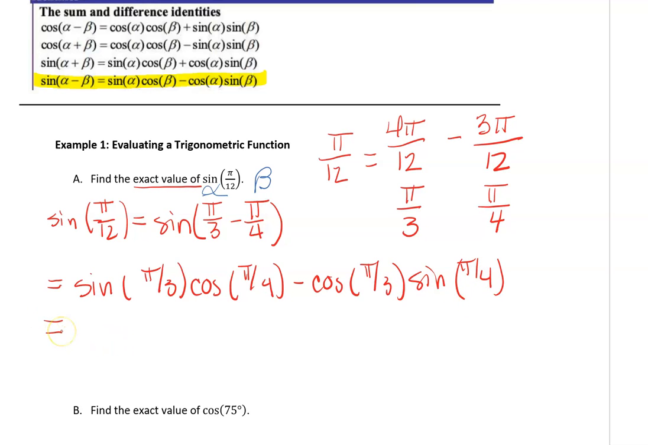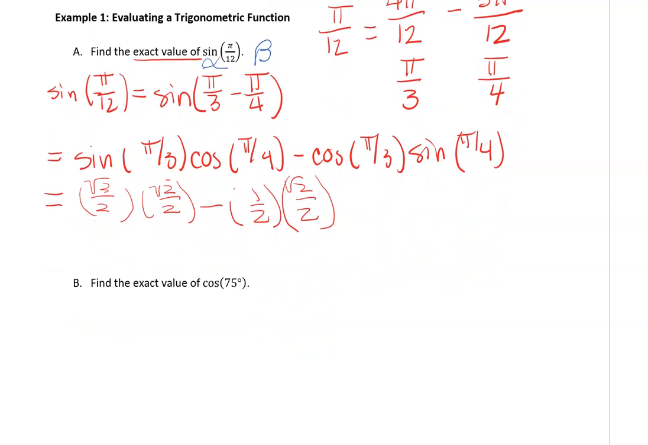Now, we're going to go to our unit circles. Hopefully you have one handy if you don't have it committed to memory. What would be sine of pi over 3? That's square root of 3 over 2. What would be cosine of pi over 4? That is square root of 2 over 2. Minus cosine of pi over 3, which is 1/2, times sine of pi over 4, which is square root of 2 over 2. And so I've been able to relate this to known values, exact values, not decimals. I'm not even using my calculator for this.